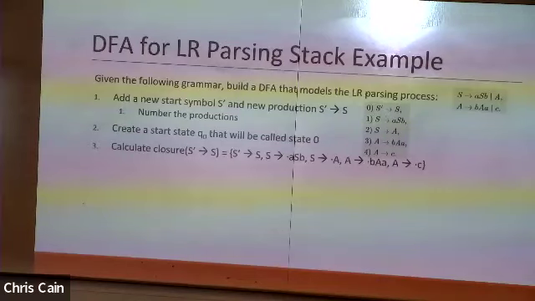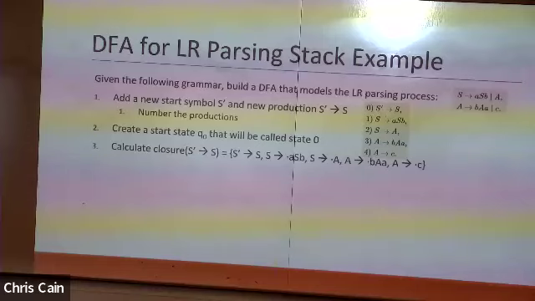We need to calculate the closure of that. So S prime arrow dot S is going to include the element S prime arrow dot S. Since dot S is a non-terminal on the right-hand side of the marker, we need to look at all productions that have the left-hand side of S. We will add both of those into this with the marker at the very left-hand side. That's the next two elements: S arrow dot A capital S B, S arrow dot capital A.